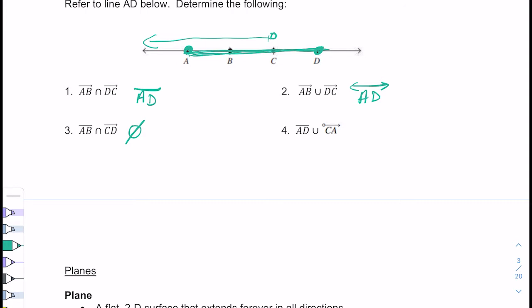So if I was to put both of those geometric figures together, it would be everything from here all the way in the direction of A. So that would be ray DA. You might say, well, there's an open circle right there, but think of it as being filled in by this one right here.